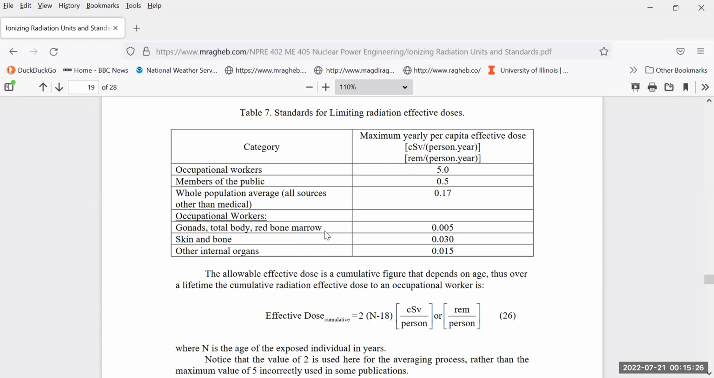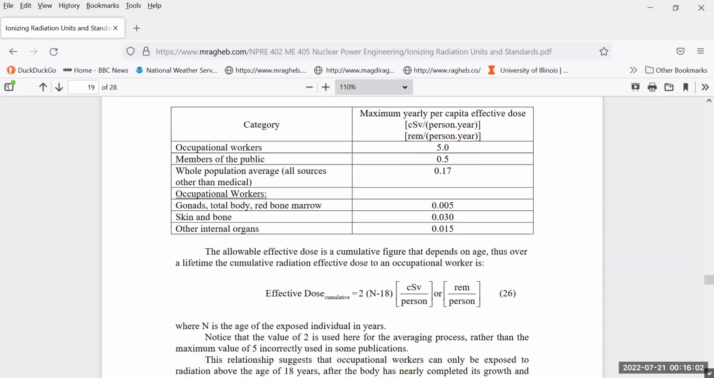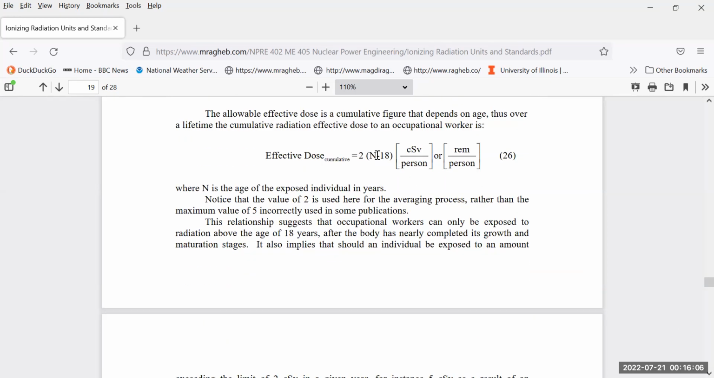For occupational workers, radiation can affect different parts of the body differently. In the reproductive organs, the gonads, the total body, and the red bone marrow, especially where the white blood cells are manufactured in our spine, that local exposure should not exceed 0.005 rem per person per year. The skin and bone should not exceed 30 millirem per person per year, and other internal organs 15 millirem per person per year. Please be aware that the age N is set to be above 18, because a person who is less than 18 years of age has body organs that are multiplying and growing, and growing cells are affected more by radiation than mature cells.